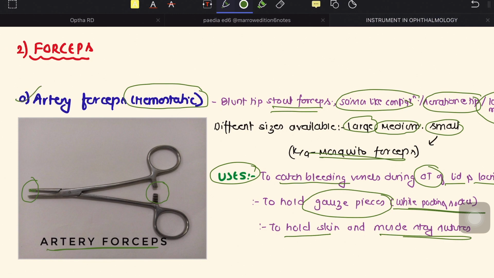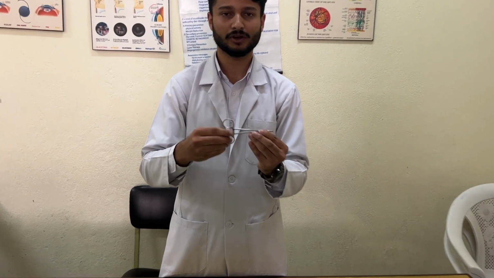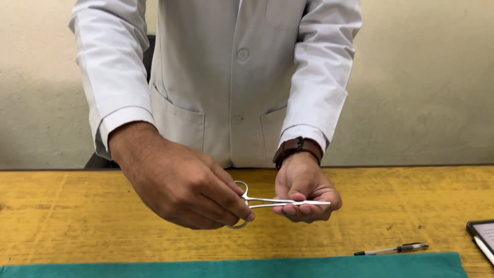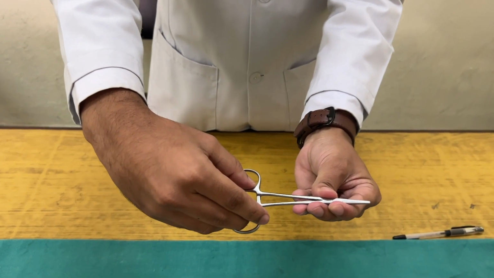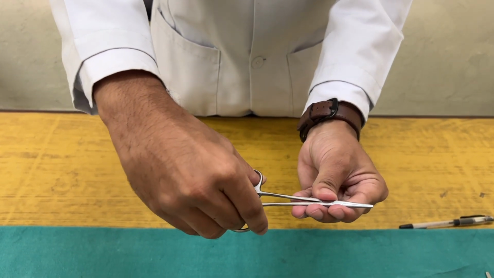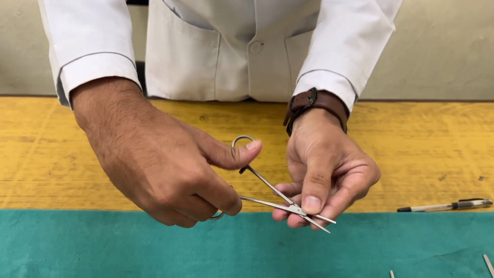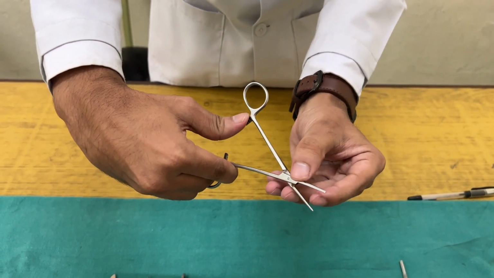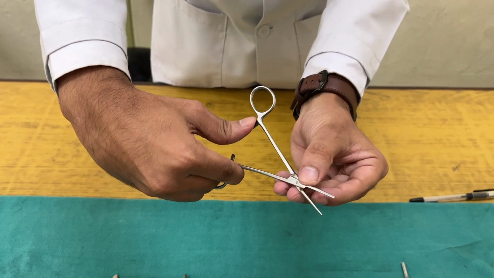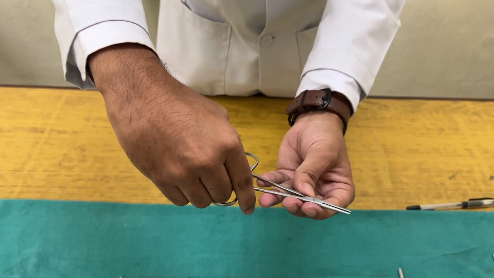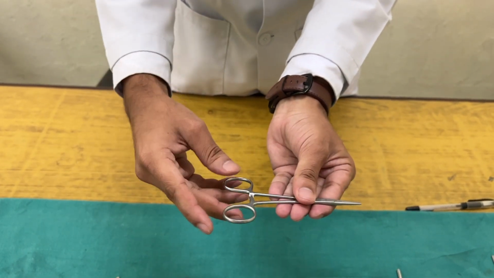So this is our artery forceps. Artery forceps, also called hemostatic forceps. As you can see, it is a blunt tip stout forceps, and it has a scissor-like configuration, and it has a serration present at the tip. You can see in this diagram multiple serrations are present at the tip, and different sizes of this forceps are available, the smallest one being the mosquito forceps.